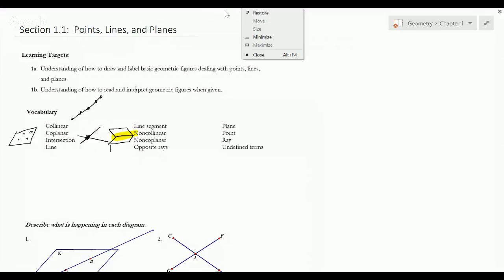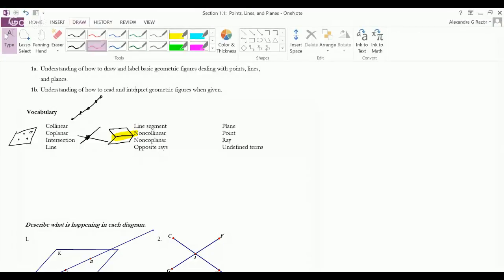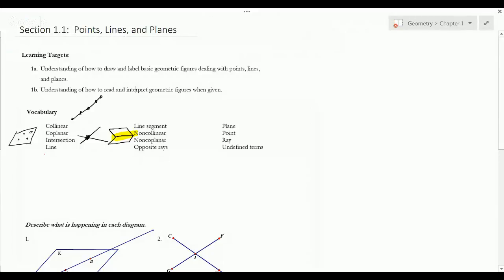All right, remember that a line, we'll go to red, is just a line and it has two arrows. It goes both directions. A line segment starts and stops. Non-collinear is the opposite of collinear. Points do not line up on a straight line. Non-coplanar, you're going to have some points on the plane and then maybe some points off the plane.